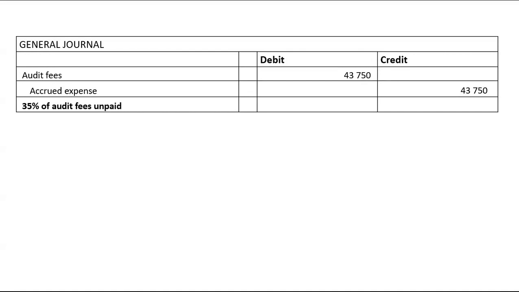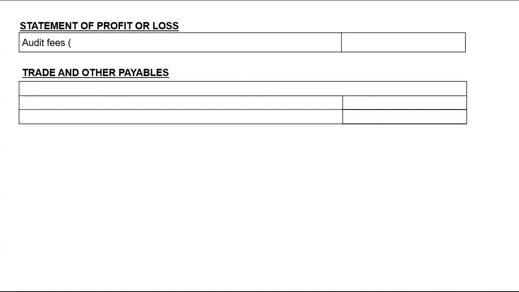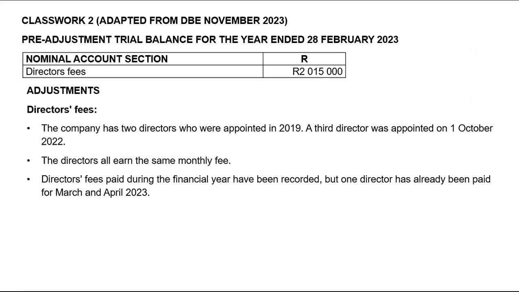In our financials, for audit fees, we'll take 81,250, increase it by 43,750 to take our audit fees up to the actual expense, which will be 125,000. But that 43,750 will be accrued expense, recorded in trade and other payables as such. It's a liability. It is a current liability. Try this one out.